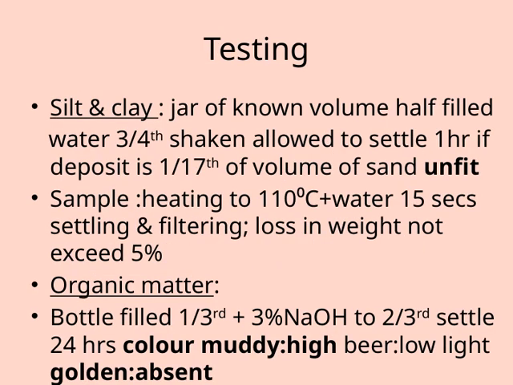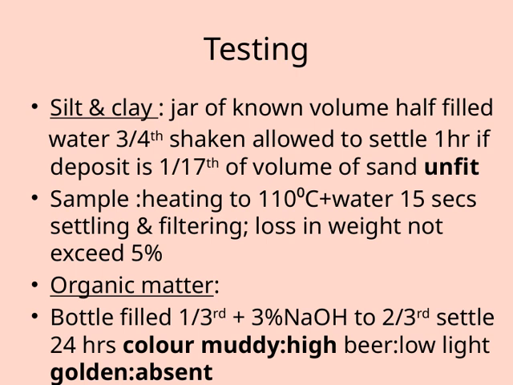Let's go over the testing methods for soil analysis. First, for silt and clay, we use a simple jar test. You fill a jar with a known volume of soil, typically half filled, then add water up to 3/4 of the jar. Shake it well and let it settle for about an hour. If the deposit at the bottom is about 1/17 of the total volume, it indicates the soil is unfit for certain uses. This helps us understand the fine particle content.